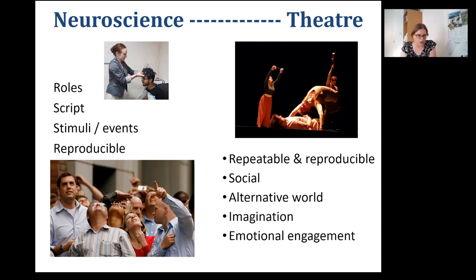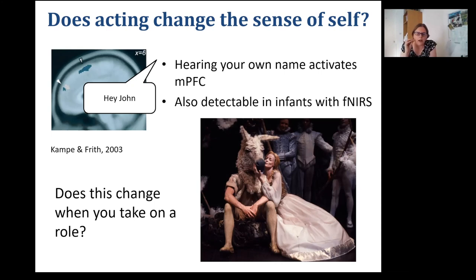Now, what we were doing in this particular study is, again, we wanted to see if we can push fNIRS to its limits and collect neuroimaging data from actors who are rehearsing Shakespeare. The experimental condition we wanted to look at had to do with the sense of self, and the idea that acting might change your sense of self when you go on stage every day and take on a particular role, that somehow it changes or maybe you suppress yourself. And we know that hearing your own name engages the medial prefrontal cortex. That's seen in fMRI, it's seen in infants, it's a pretty reproducible study. We wanted to see if that would also be seen in our actors.